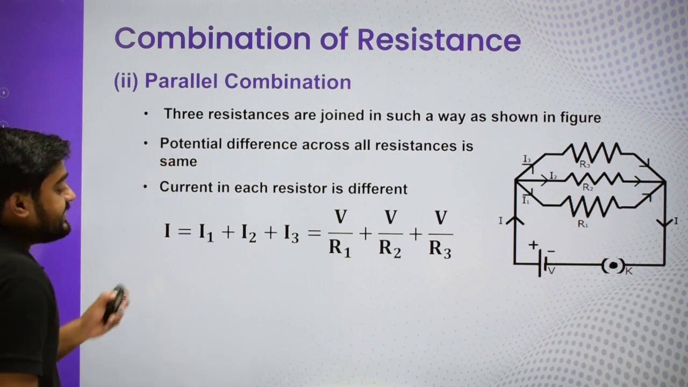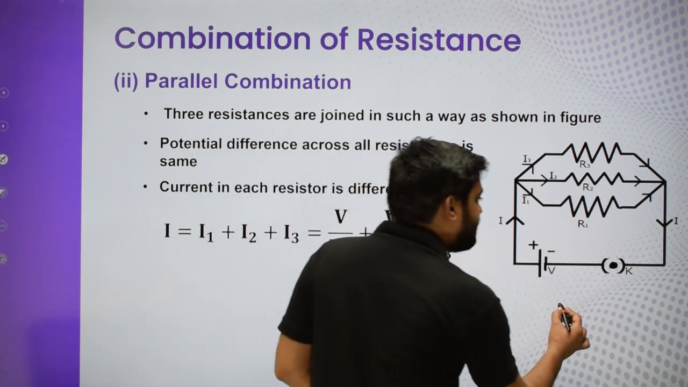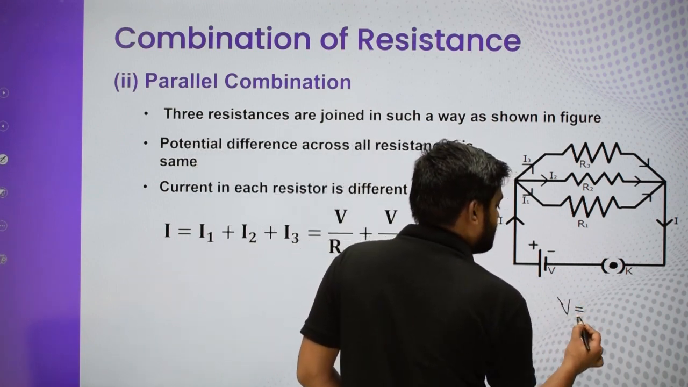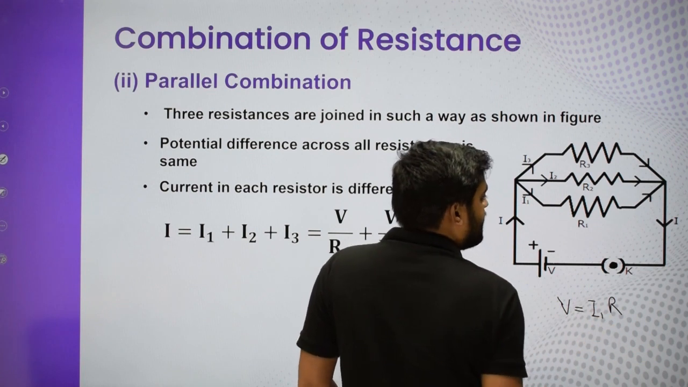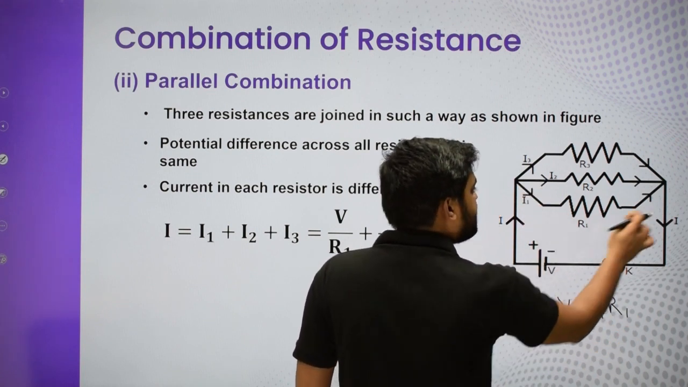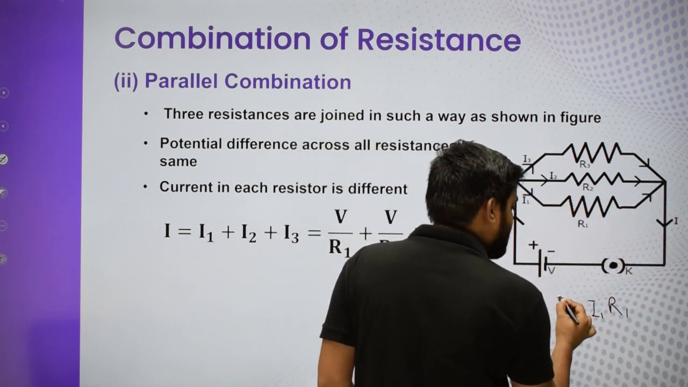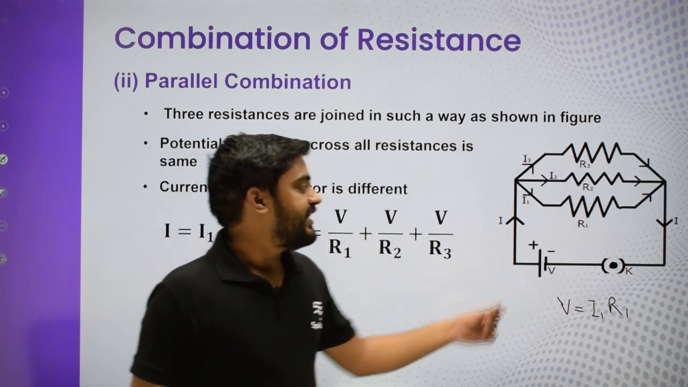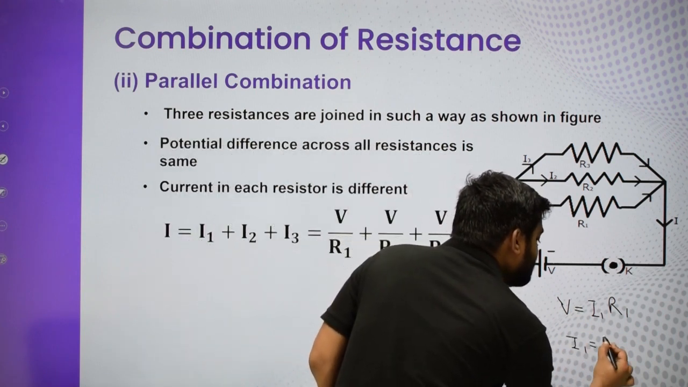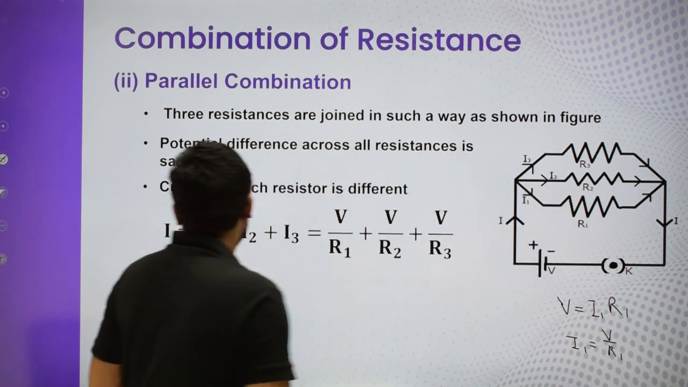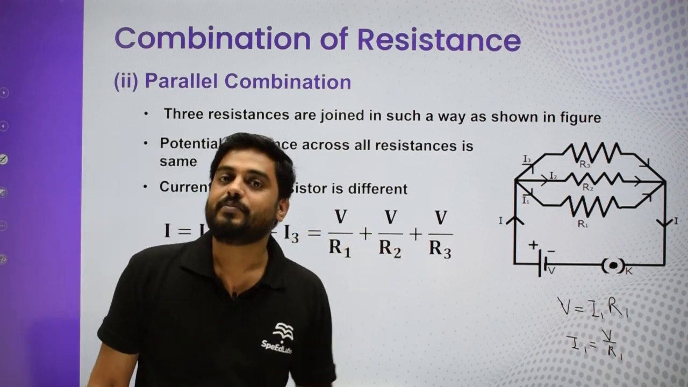And now what is I1? Just think about R1. The potential difference across this R1 is V equal to IR, this is Ohm's law. The current in R1 is I1, the resistance is R1, and the potential difference across it is the potential difference provided by the entire battery, which is V only. Similarly, for R2 also we can write V is equal to I2 R2. So the value of I1 comes to be V by R1. Similarly, I2 is V by R2 and I3 is V by R3.